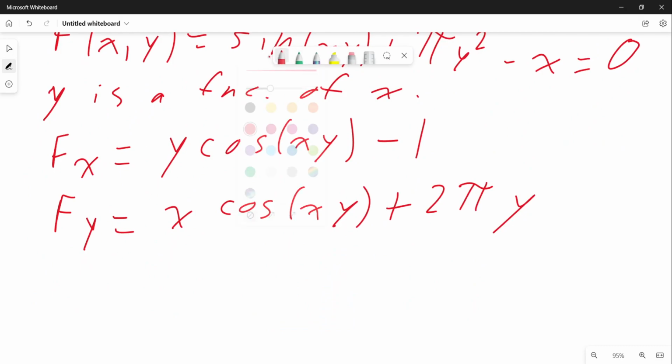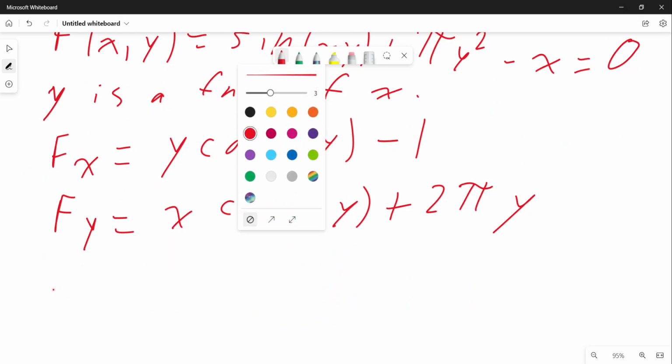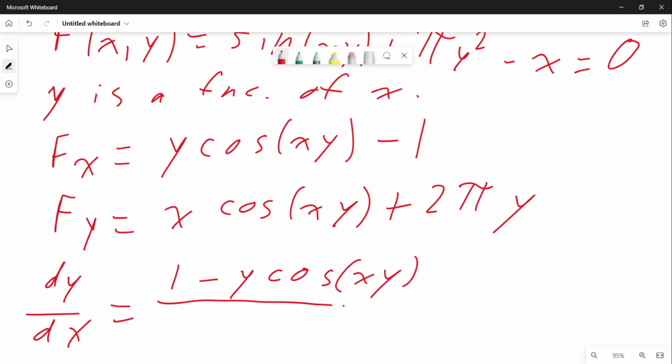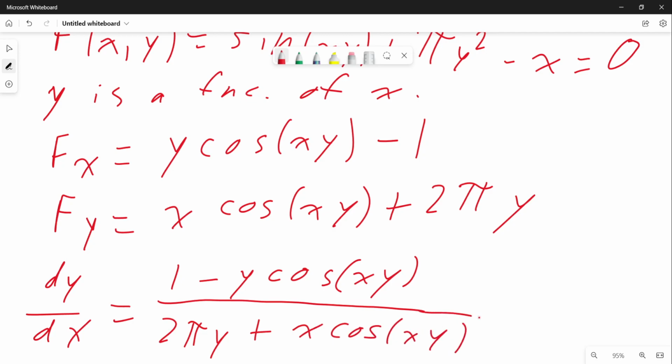So then I just plug those into the formula. The dy over dx is negative fx, so that's the opposite of what I got there. It would be 1 minus y cosine xy, just multiply by negative 1 and then switch the order, over 2 pi y plus x cosine xy.